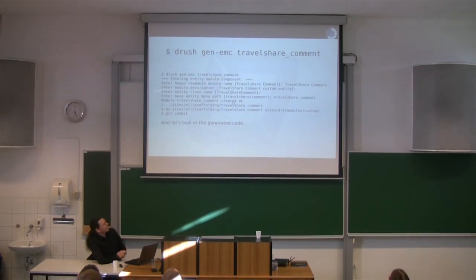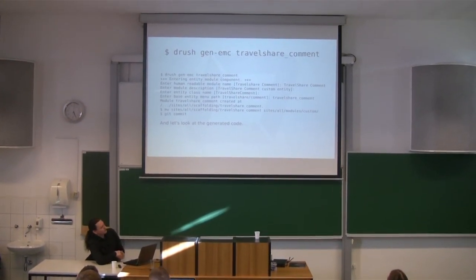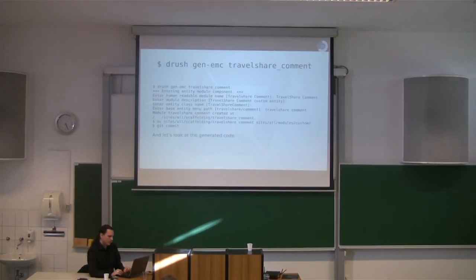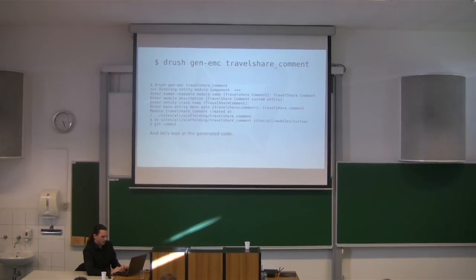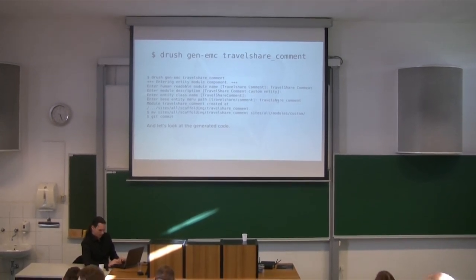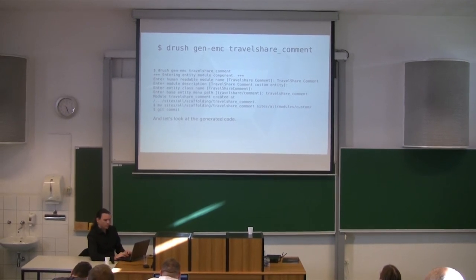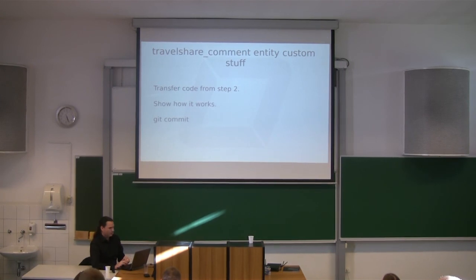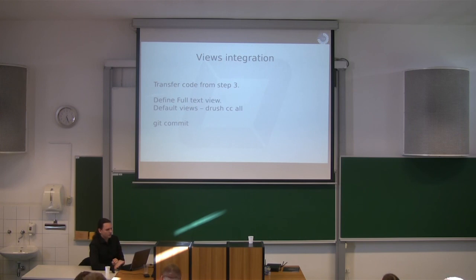The same way we define the travel share entity, we'll define the travel share comment entity. Same way, we have a drush command to generate travel share comment, where you define the human readable name, description, entity class, travel share comment. This is the important part, menu path for hook menus, and that's it. And again, we'll add a couple of things, nothing special, to that travel share comment. Our custom business logic there. Views integration.